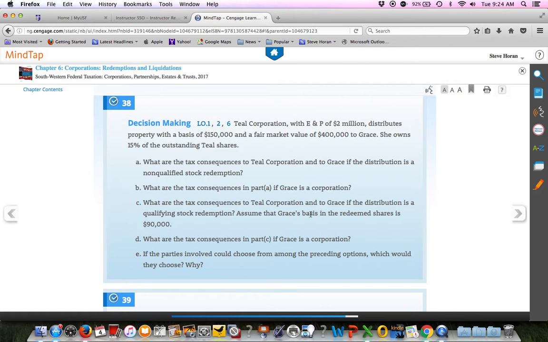So she clearly would be better off with the $310,000 gain as opposed to the $400,000 worth of dividend income. She'd pay less tax. If Grace is a corporation, it'd prefer the distribution be a non-qualified stock redemption because only 30% of the resulting dividend would be taxed, which was option B.